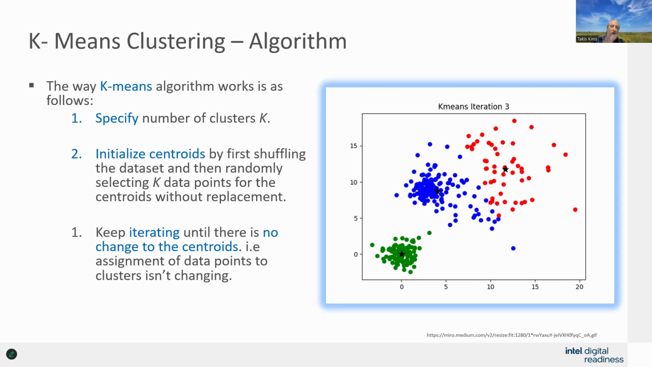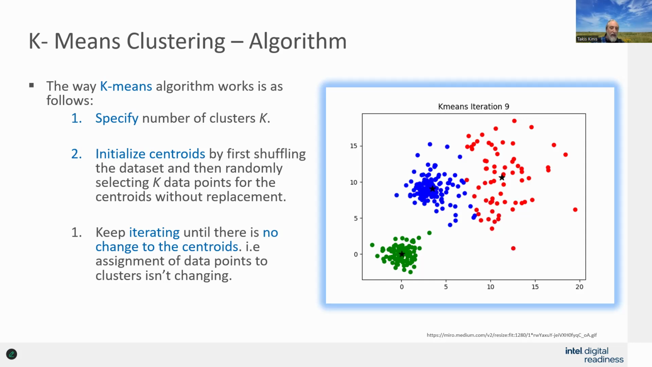Okay, so let's review how the algorithm works. We decide how many clusters we want. That's the K number, right? In this example, there are 3 clusters that we want to find, so there are therefore 3 centroids. We initialize the centroids by first shuffling the data set and then randomly selecting K data points. That's kind of weird. You're randomly selecting them? Yeah. So you're randomly selecting K data points for the centroids without replacement.